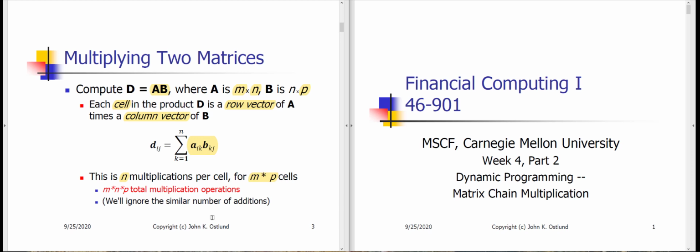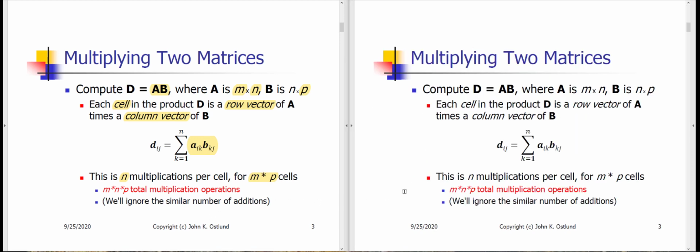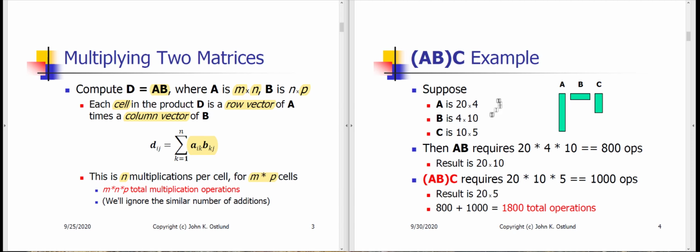Okay, so that is the cost in multiplication terms of doing this computation. To illustrate, let's suppose that we've got this matrix A, and let's suppose that this is 20 rows by 4 columns, and B is 4 rows by 10 columns, and C is 10 rows by 5 columns. So we have the dimensions matching up correctly. 20 by 4, 4 by 10, 10 by 5.